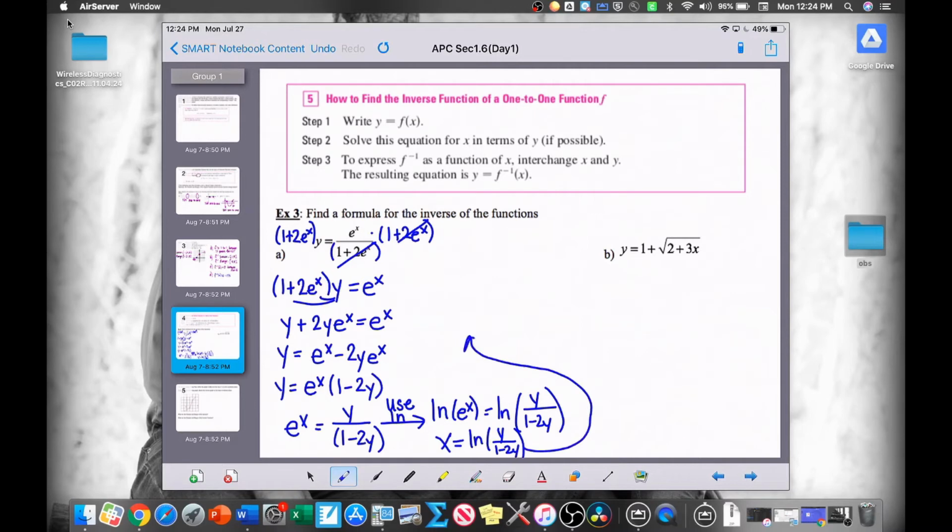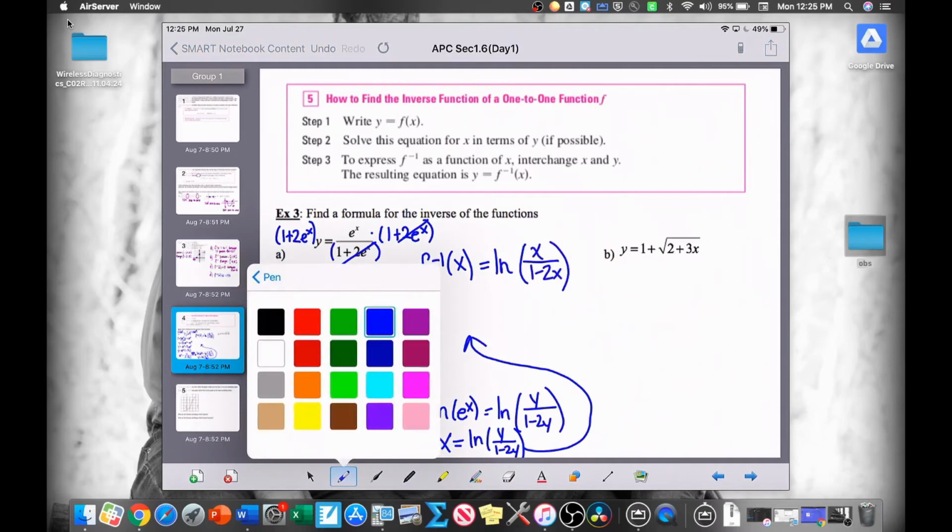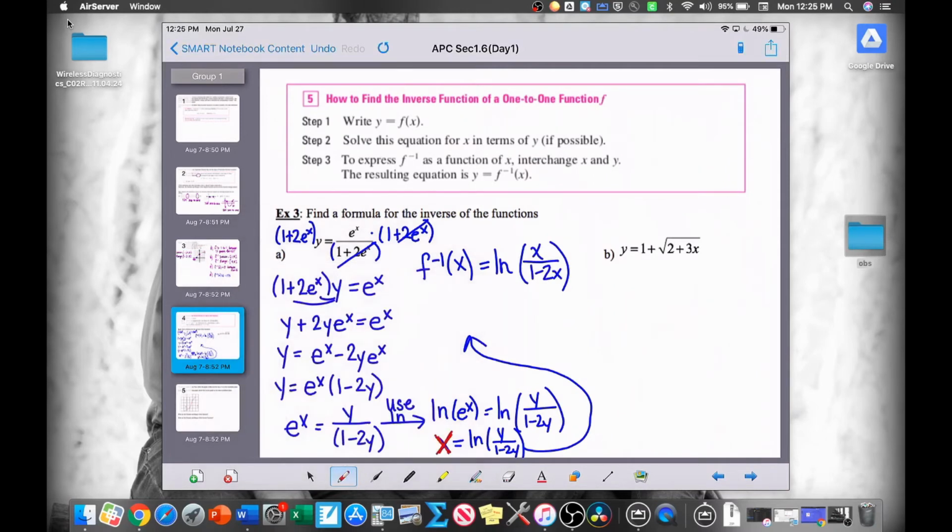Our final answer, remember, is step 3. To express f inverse as a function of x, we need to interchange the x and y. So we just write f inverse of x is equal to the natural log of x over 1 minus 2x. So basically, where my x was, right here on the left-hand side, it's now y, right? Because y is f inverse of x. And then over here where my y's were, those are now x's in my final answer. So this here represents the equation for the inverse of the given function.